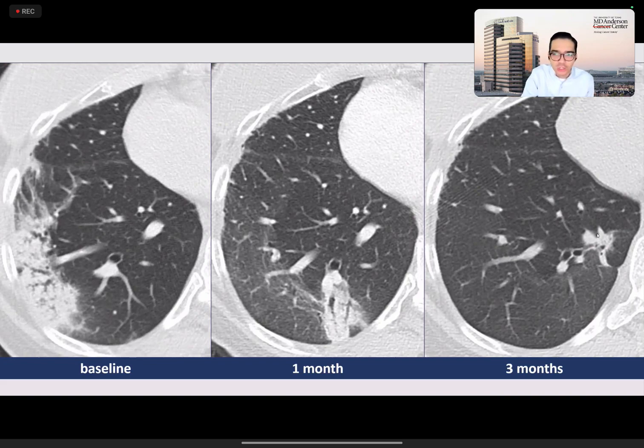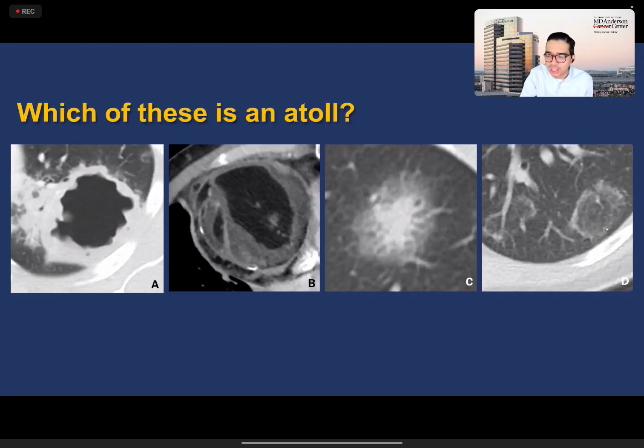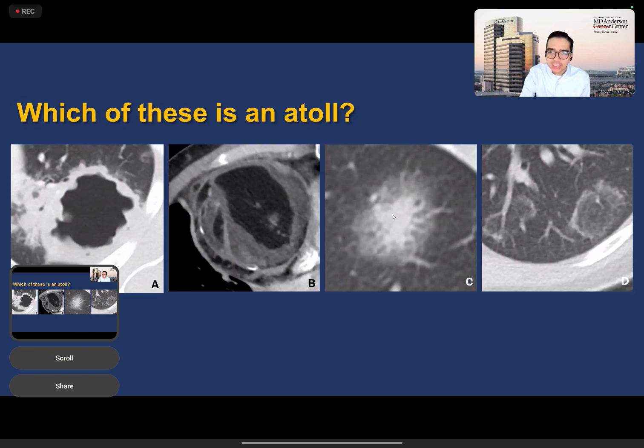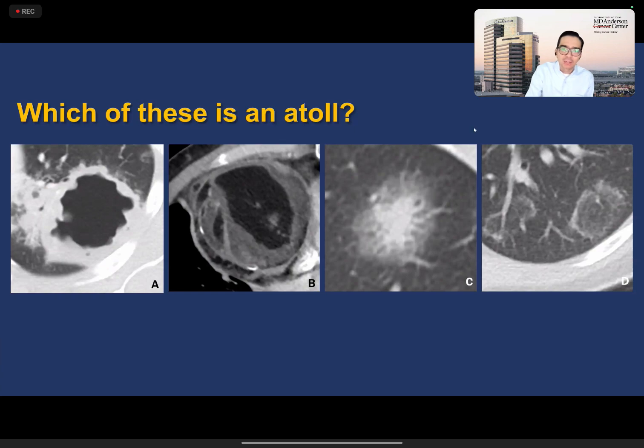Okay, and this was the question that I asked you in the beginning. So this was the atoll, where you have consolidation around the periphery and ground glass in the middle. This is a CT halo sign. C is, so this is when you have the consolidation in the middle and the ground glass on the outside. Okay, and this you can see with things that cause bleeding in the lung, like angioinvasive aspergillus or vasculitis or metastases that can bleed.